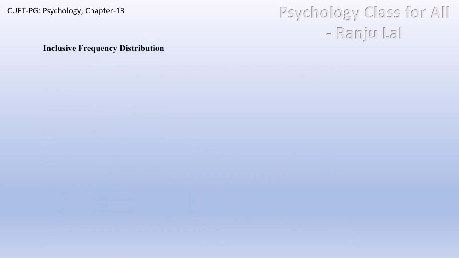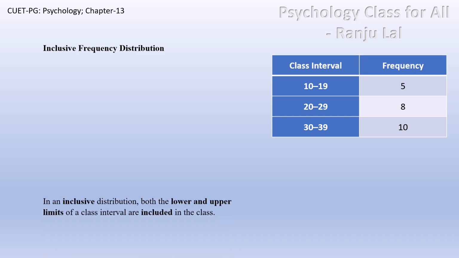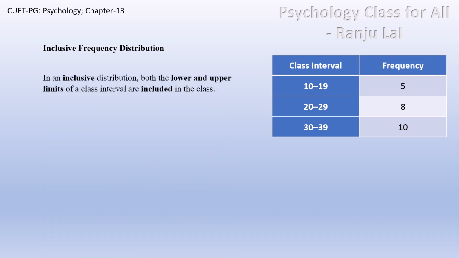Now, there are additional technical classifications of frequency distribution that are important, especially for psychological research and statistics. First is inclusive frequency distribution. In an inclusive distribution, both the lower and upper limits of a class interval are included in the class. Here is an example of that, 10 to 19. So 10 and 19 both are included. It is used when data is in whole numbers like test scores.